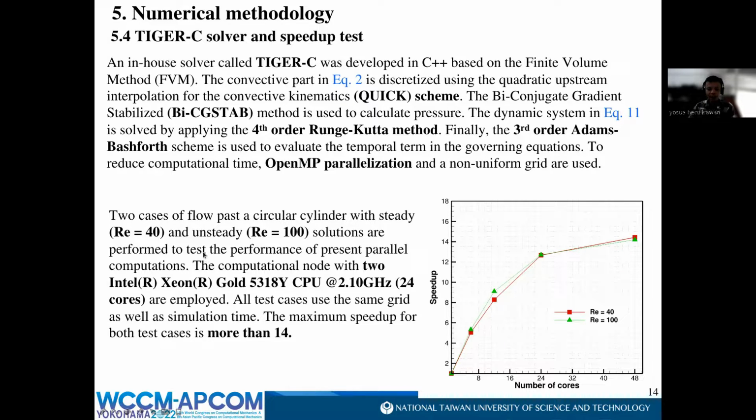We have tested this Tigers solver for the flow past a cylinder with a steady solution and also an unsteady solution for Re 40 and also Re 100. Based on our test on our machine, we get a speedup value of more than 14.